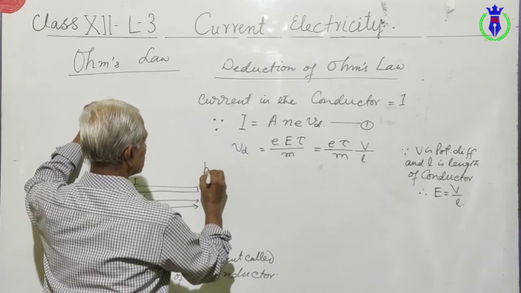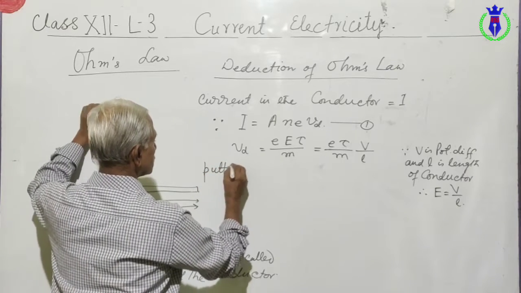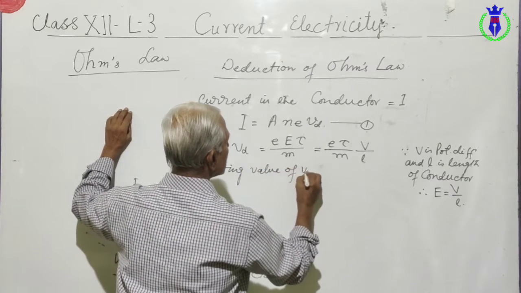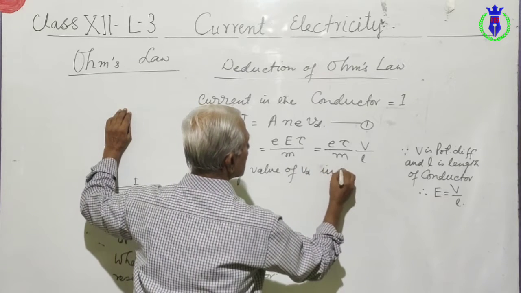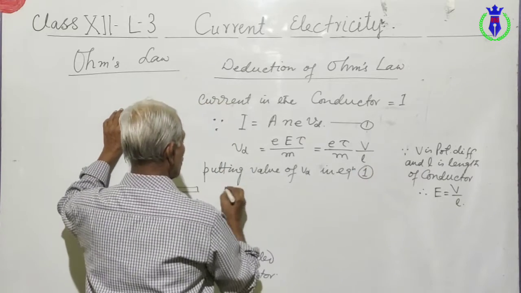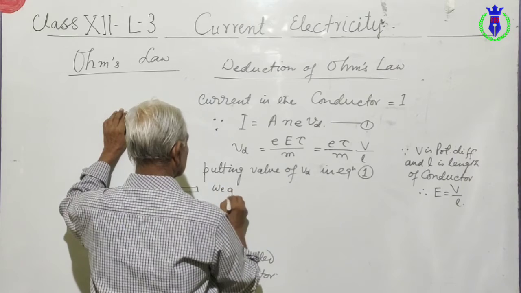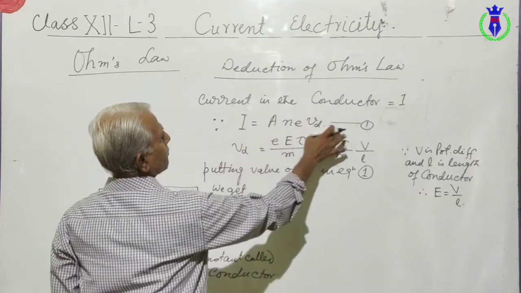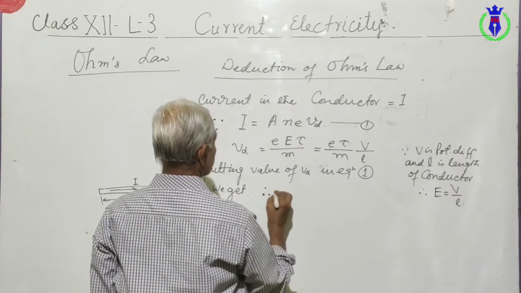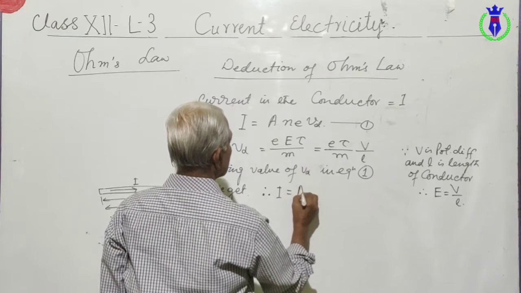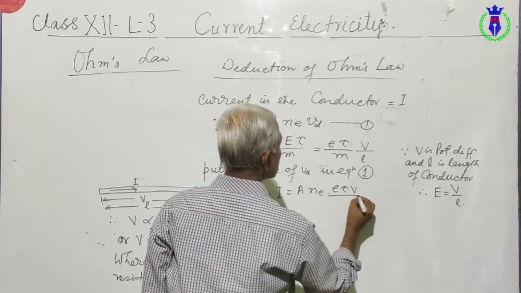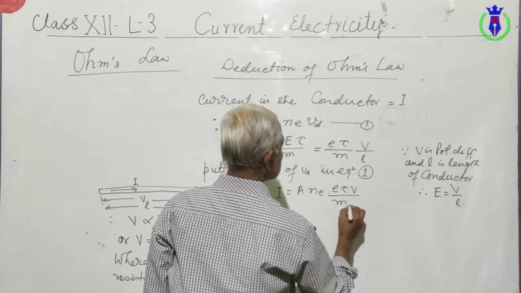Putting value of Vd in equation 1, we get, इसमें हमने Vd का मान रख दिया. I is equal to ANE, E tau V upon m L.